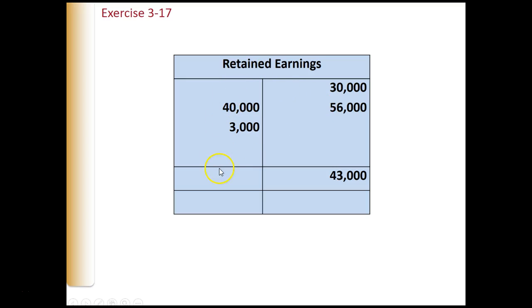If we total our debits and we total our credits and subtract, we have a remaining retained earnings balance of $43,000. So we started the year with $30,000. The retained earnings at the end of the year is $43,000. And basically that's a result of the net income minus any dividends that were paid. Net income is the $56,000 minus the $40,000.